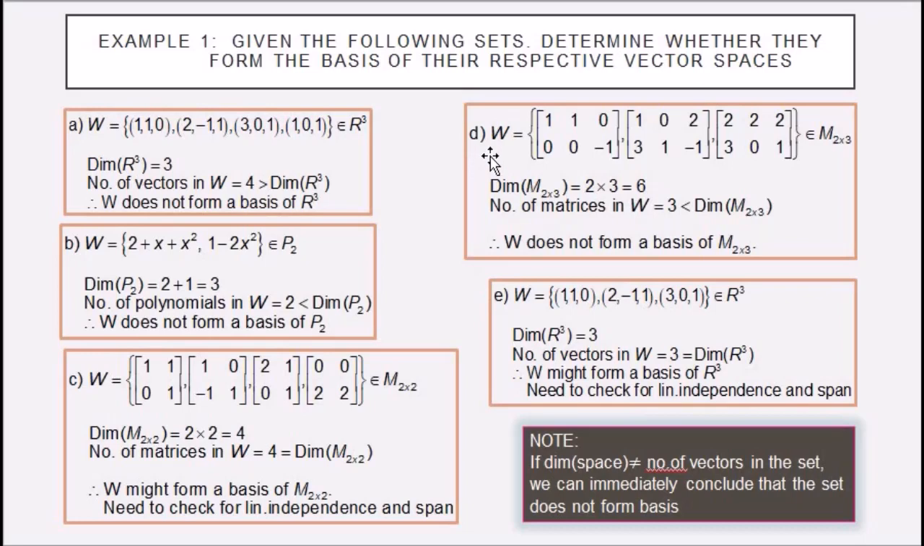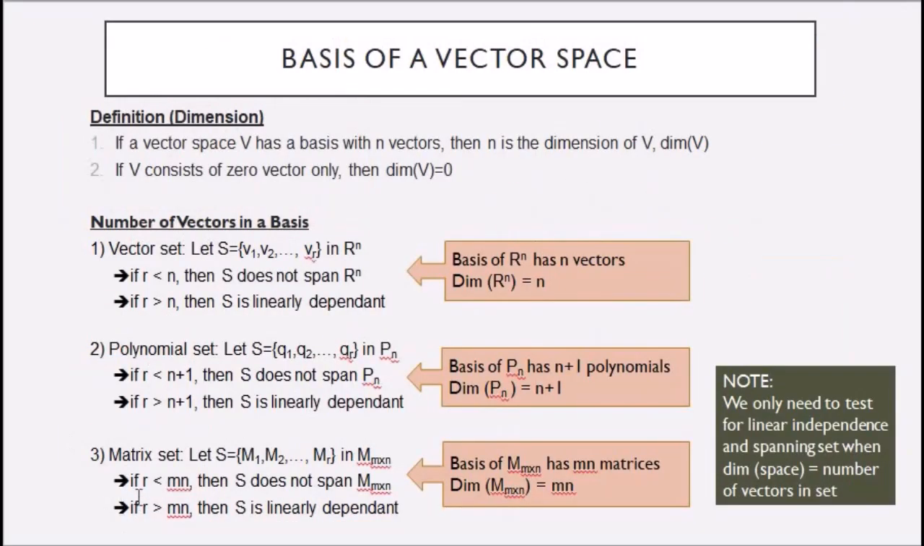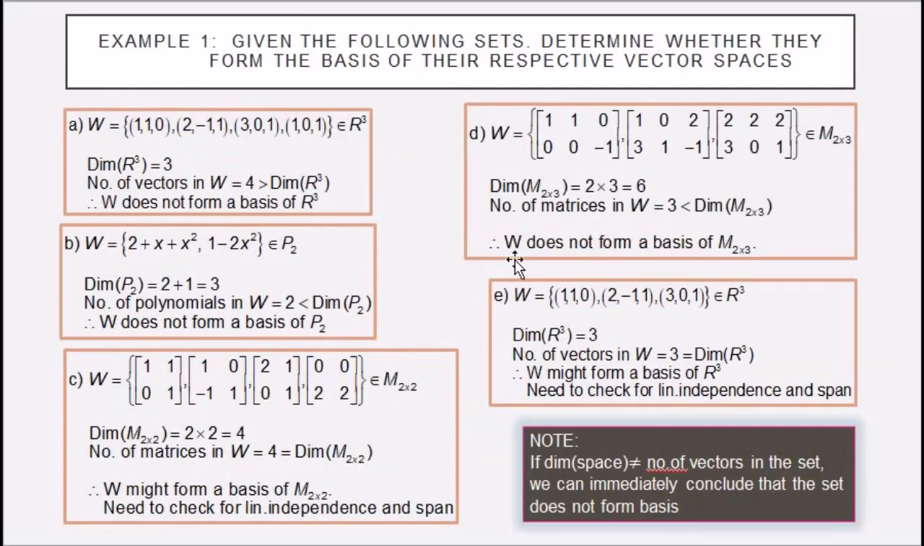D. W is an element of M, 2 by 3 matrix. To find the dimension, M 2 by 3 matrix equals 2 multiplied by 3 equals 6. Number of matrices in W: 1, 2, 3. 3 is less than the dimension. When r is less than mn, then S does not span. Therefore, W does not form a basis of M 2 by 3.